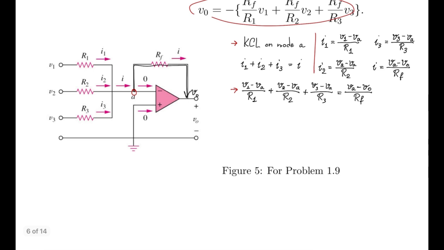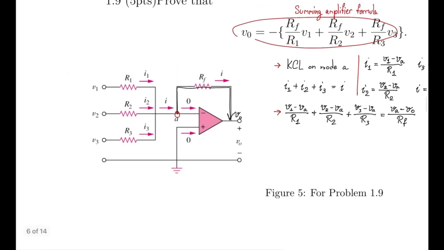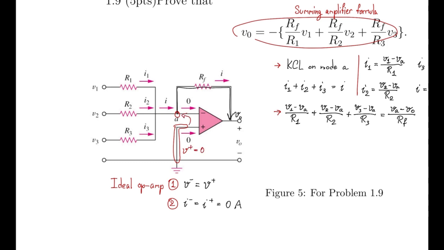Then, notice that VA is equal to the voltage at the negative terminal of the operational amplifier. Assuming that this is an ideal operational amplifier, the voltage at both the negative and the positive terminals must be equal. Since the positive terminal is grounded, it is equal to 0 volts, and thus the negative terminal, or VA, is also equal to 0 volts.